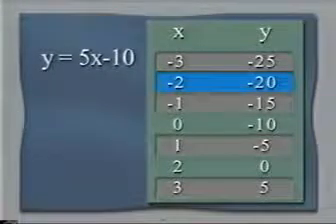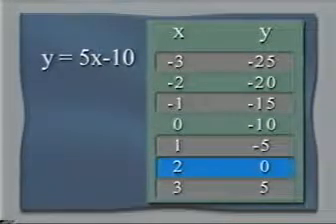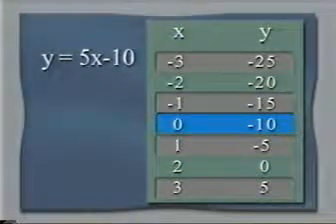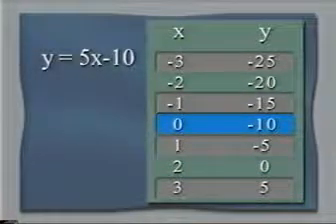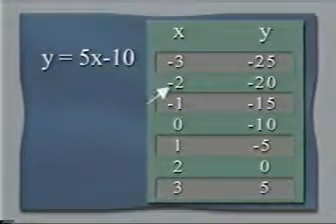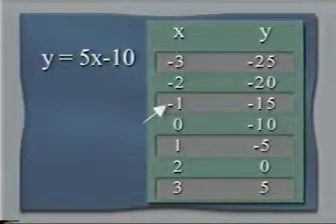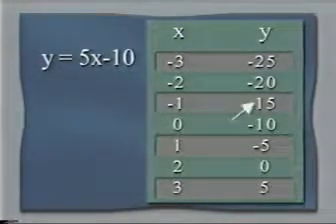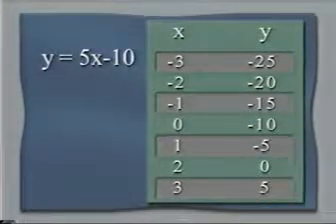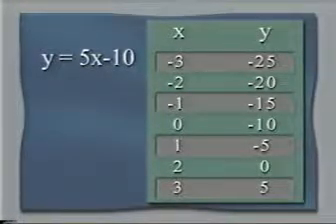Now, when x is 2 in our roster, we'll notice that y is 0. And we, of course, also see that when x is 0, y is -10. And we'll notice further in this roster that as x increases by 1, y increases by 5. So when x goes from -1 to 0, y goes from -15 to -10, an increase of 5. Each step, when x increases by 1, y increases by 5. Okay?